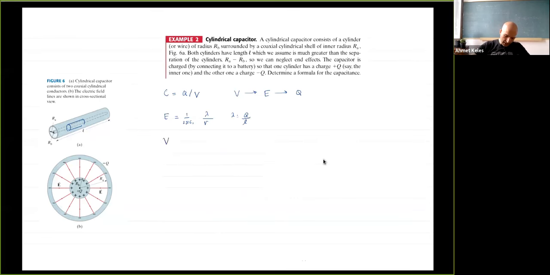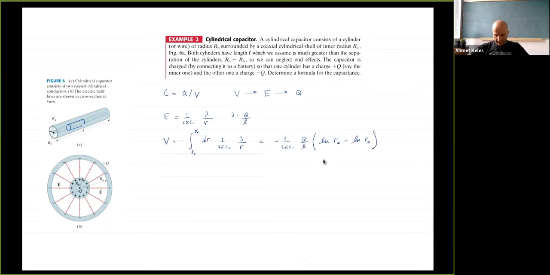Now V is equal to, let's integrate it from inside to outside. Inside is RB, outside is RA, and the integral is along the radial direction. The electric field is 1 over 2 pi epsilon naught lambda over r. If you take this integral, you have 1 over 2 pi epsilon naught, lambda is Q over L, and the integral is going to be ln RA minus ln RB.